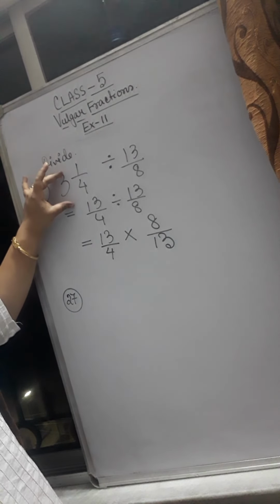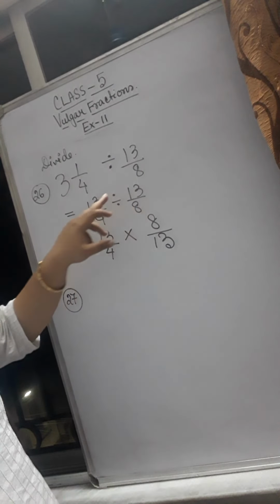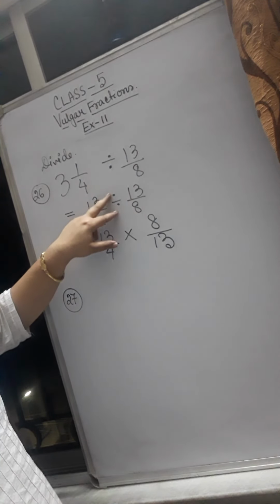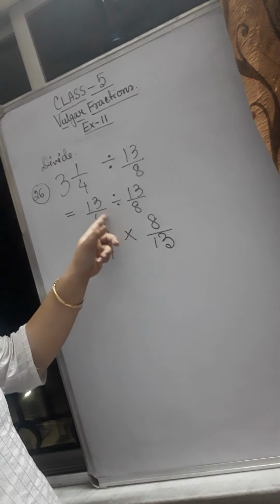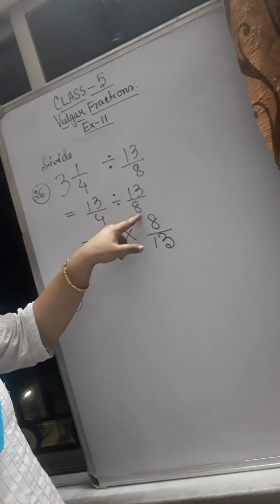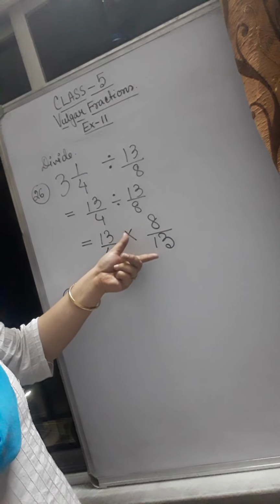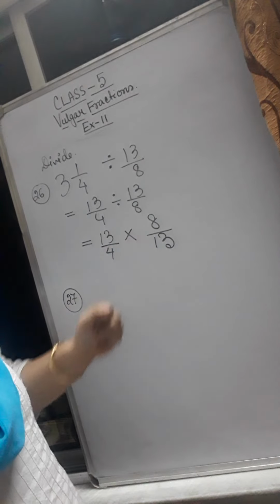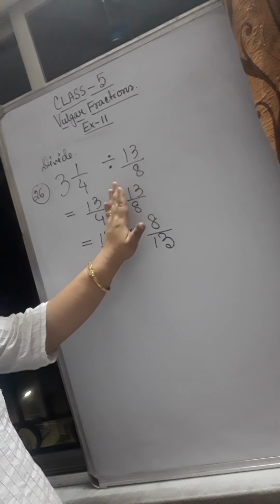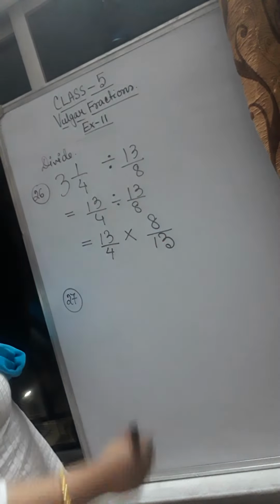So first we have converted the mixed into improper. Here it is already given as improper. Second step, change the division sign into multiplication, and only the fraction which is on the right side, the one that comes after the division sign, will change into its reciprocal. That means just the opposite. 13 by 8 changes to 8 by 13. But nothing happens to the first fraction because you only need to change the fraction that comes after the division sign. Now you simply multiply.